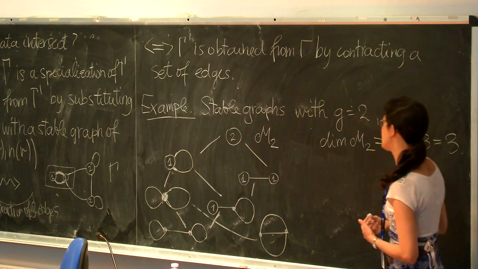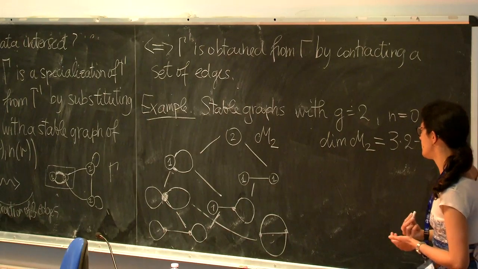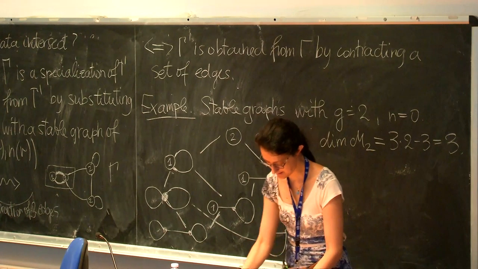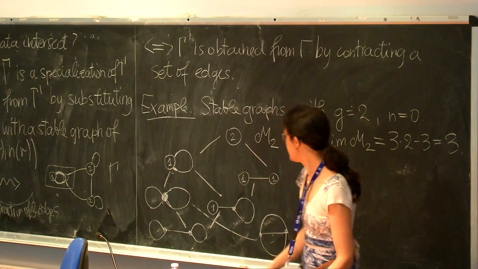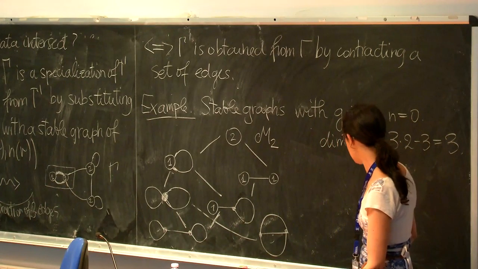So it looks like in this case we have 8 possible stable graphs. So let us look at what the strata are.